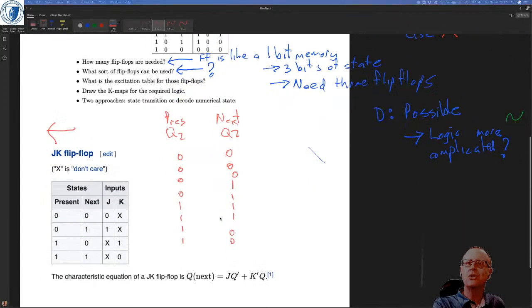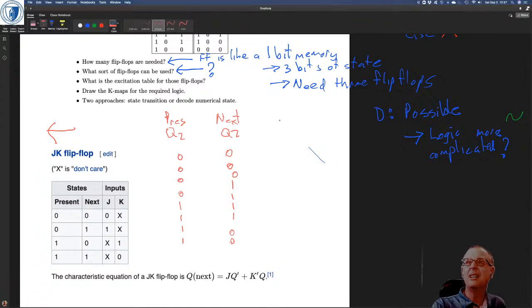And then what I want to do is add it over here, and because this is Q2, I'm going to call this J2 and K2. What inputs do I need on J2 and K2 to get a 0-0 transition? Well, the JK excitation table tells me, right? A 0-0 means I need a 0 and an X.